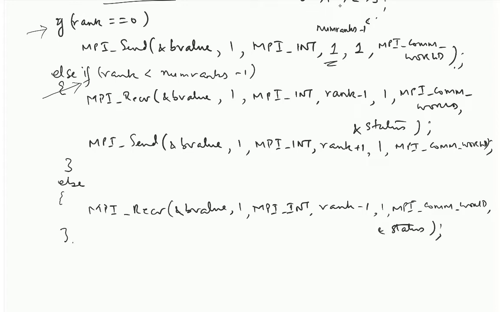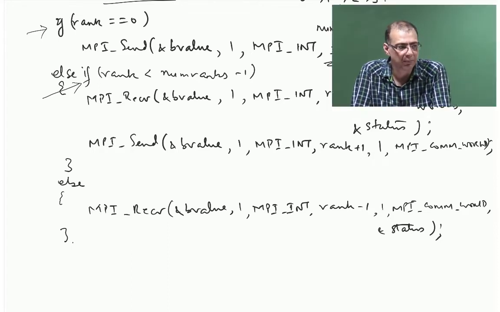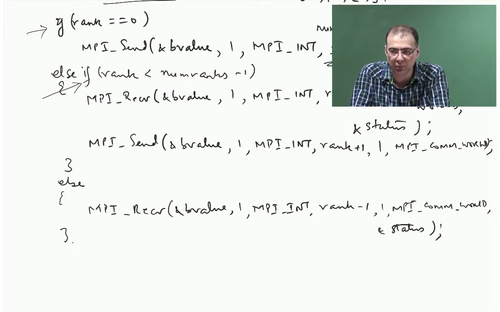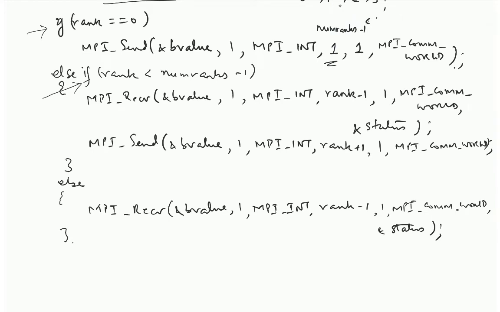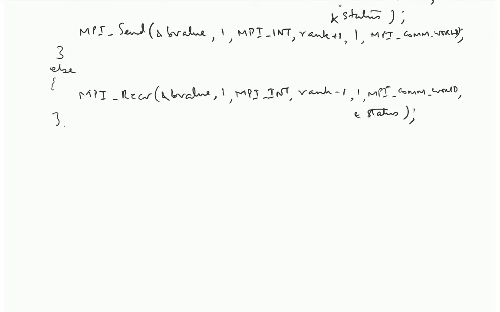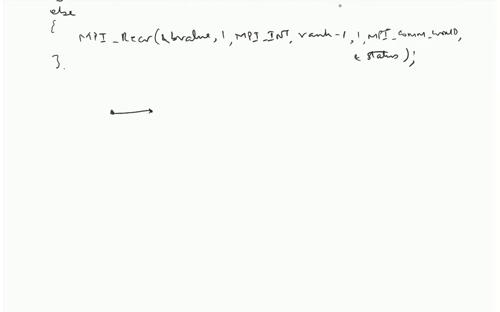Okay, is this clear? All right, so this is probably a very simple way of doing a broadcast, but it's definitely not the most efficient, particularly if you have a very large amount of data. What's happening over here? Rank 0 is sending to rank 1, which is then sending to rank 2, then to rank 3, and so on, until it reaches the last rank, n minus 1.